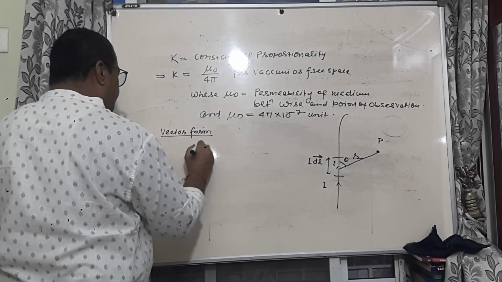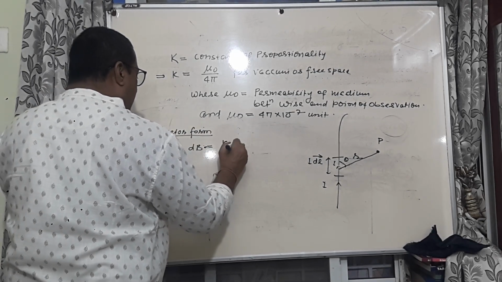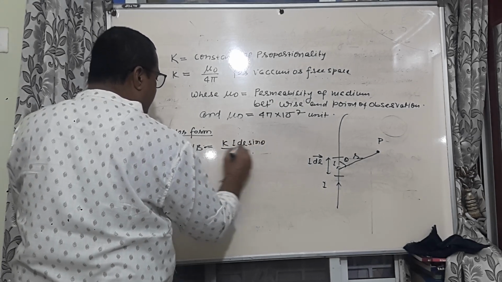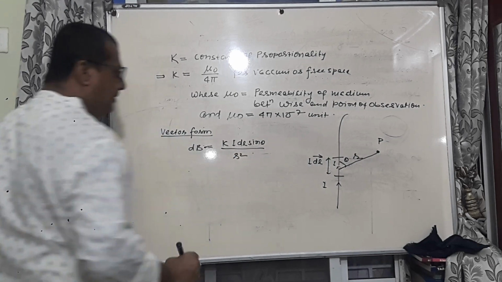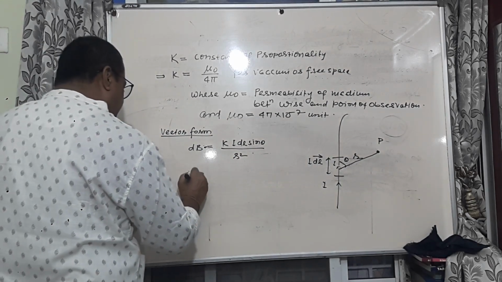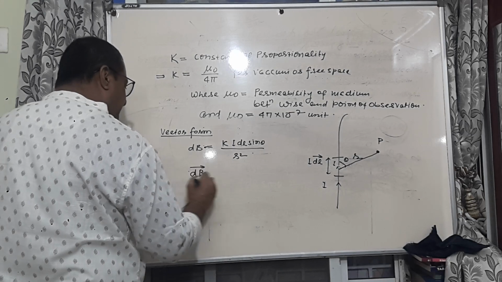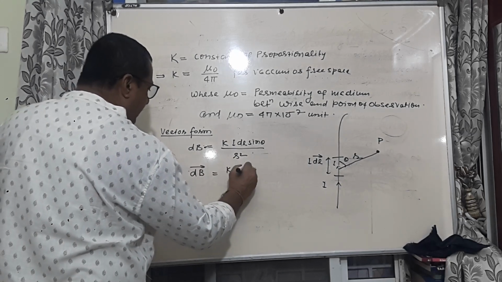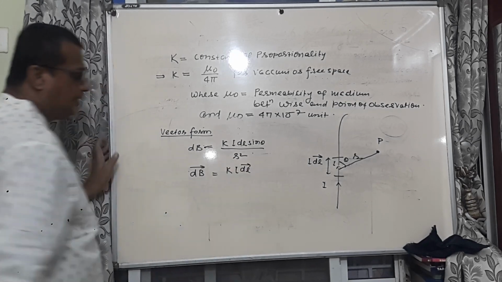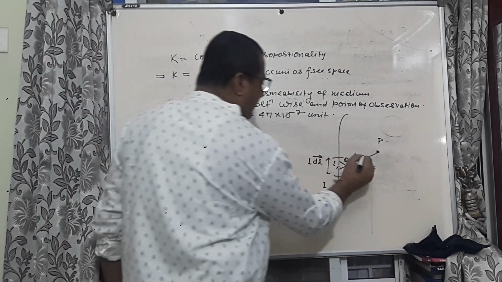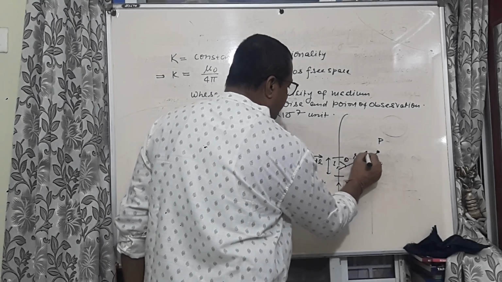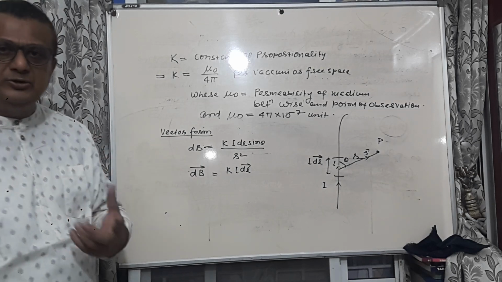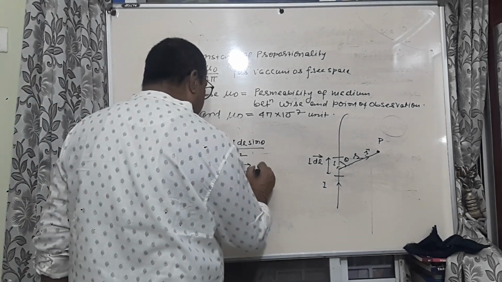dB equal to k I dl sin theta divided by r square. We know dB is a vector quantity, magnetic field is a vector quantity, k is a constant, I dl is a vector quantity, and we take a unit vector here. That unit vector is r cap. Its magnitude is 1, so we will use dl cross r cap.